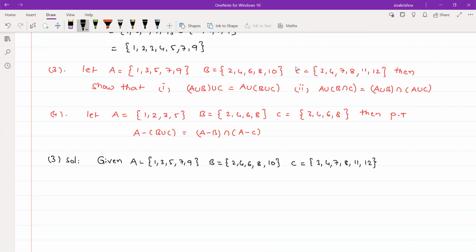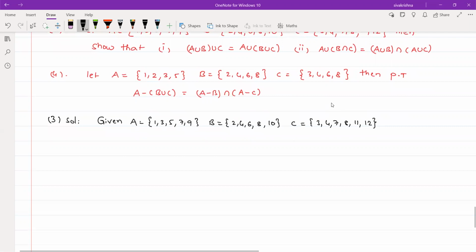Okay, so in order to verify the first condition, first we have to find the values of A union B, and also B union C. So now first I am finding A union B. So we have to write both the sets A and B. A is 1 3 5 7 9 union B is nothing but 2 4 6 8 10.